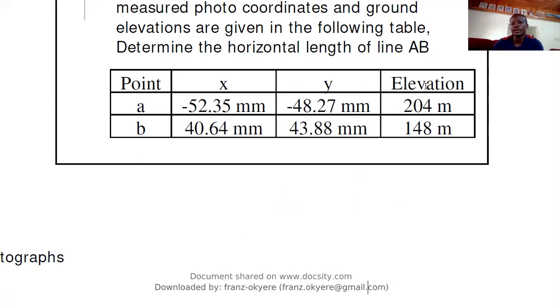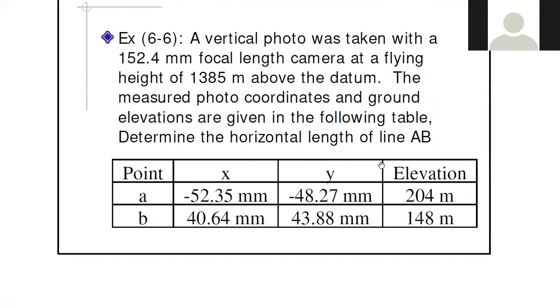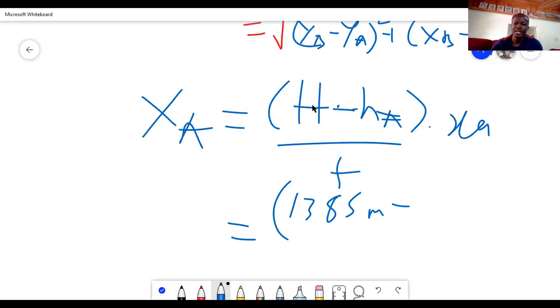Your question is not clear. Rephrase your question. I'm saying that the capital H is always on the table as the elevation. No, there's no capital H on the table. So that's what I'm saying, your question is not clear. The formula is: capital H represents flying height. Flying height, that's it.